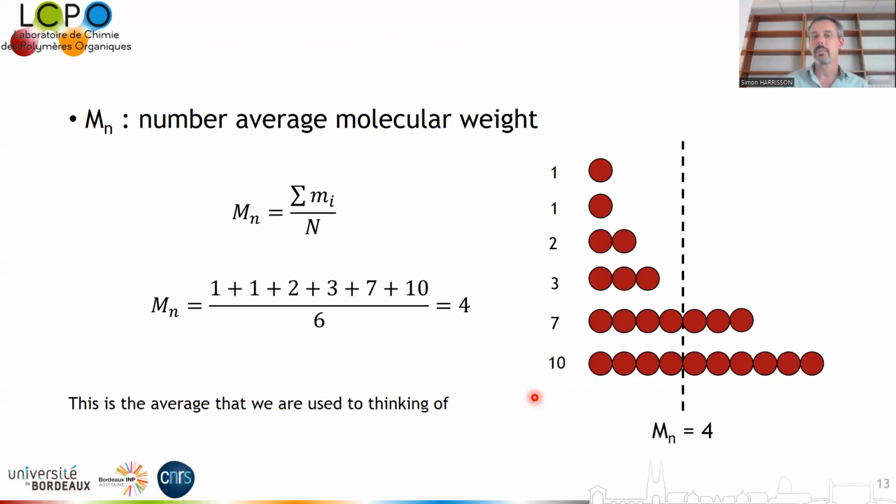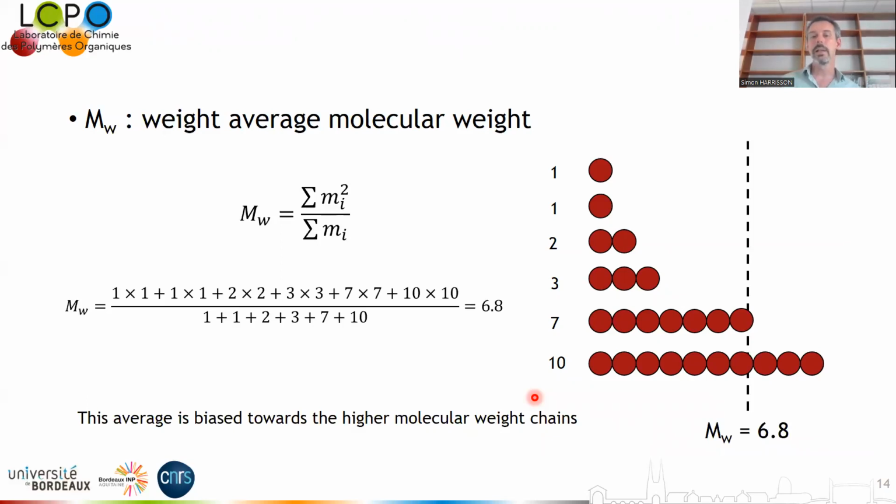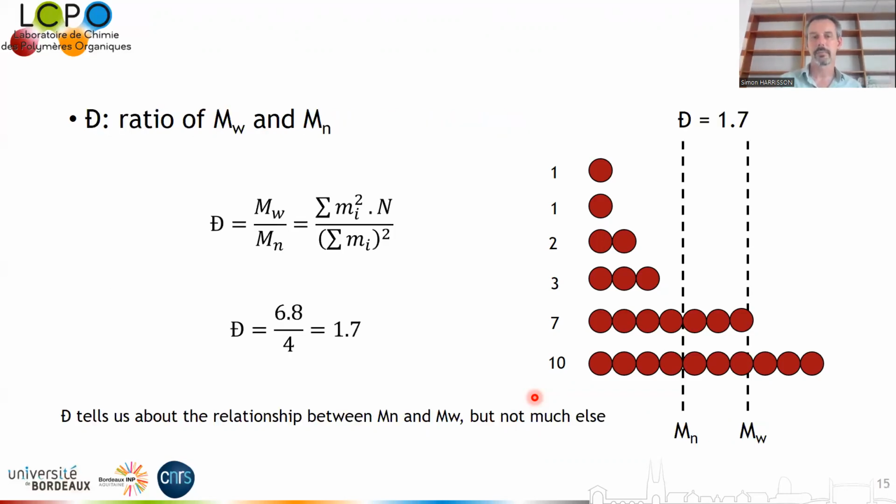This is the average that we normally think of when we think of an average. The weight average molecular weight is the average that you would get if you asked every monomer what's the molecular weight of the chain it belongs to. And so the chains with the highest molecular weight get counted more often than the chains with the low molecular weight. And as a result, this average is biased towards the high molecular weight chains. The dispersity is then simply the ratio of the weight average and number average molecular weights. In the example shown here, the dispersity is 1.7.